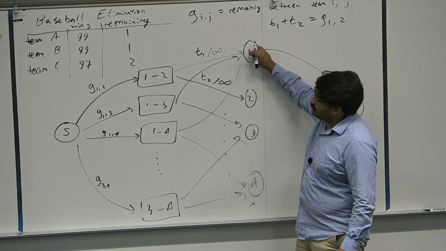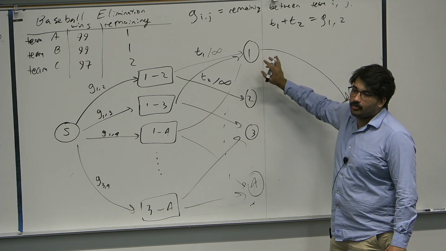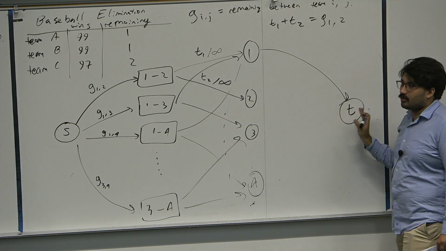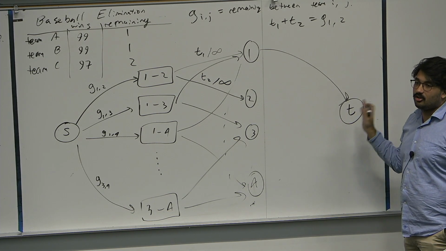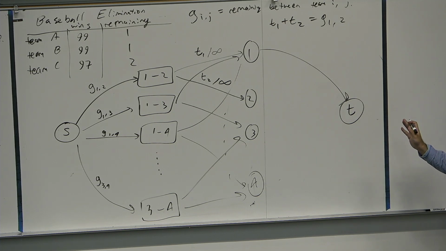Those are going to flow into here if it wins them, right? So the incoming flow to here is the number of games they could win. The outgoing flow must be equal to the number of games they could win. So we want to determine if the number of games they could win will beat us.